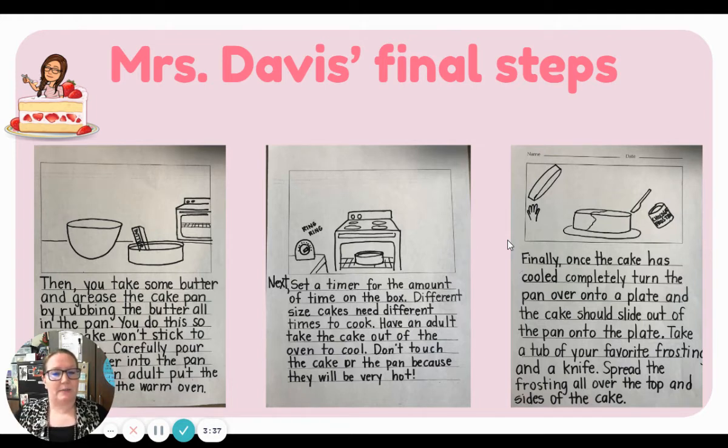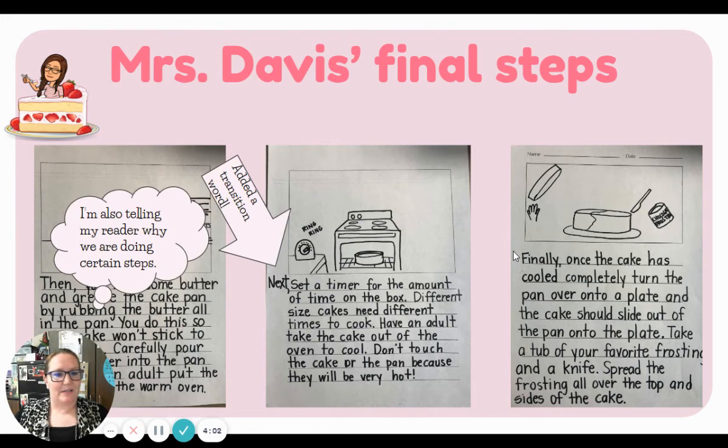How about, did Mrs. Davis give clear and detailed directions? I tried to be very detailed with my directions. And do you notice any transition words in my writing? Oh, good. I used then, next, and finally to help my reader know the order of my steps. I also wanted to point out, yes, I am telling the reader why we are doing certain steps because they might not know why we put butter in the pan. Oh, it's to help keep the cake from sticking to the pan.